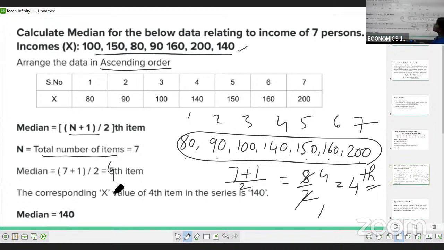So now you can check in the series which number is the fourth item. The fourth item is this one. What is the number you are having? 140. So the median is 140. Okay. So this is one problem. Definitely you may get one question to calculate the median. I hope you understood. Let me go with another example of the median.